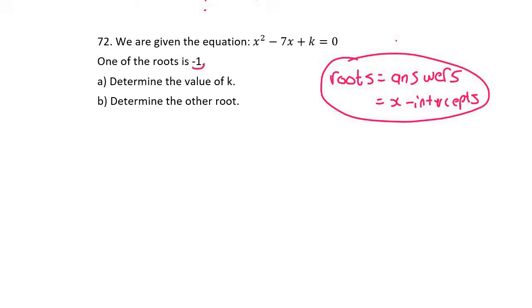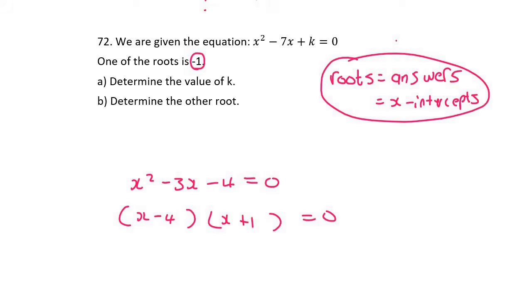So they tell us that one of the answers is minus 1. So if, for example, I gave you something like this, and I made that equal to 0, and you went ahead and factorized this as x minus 4 and x plus 1, your answers would be x equals 4 and x equals minus 1. These are called the roots.